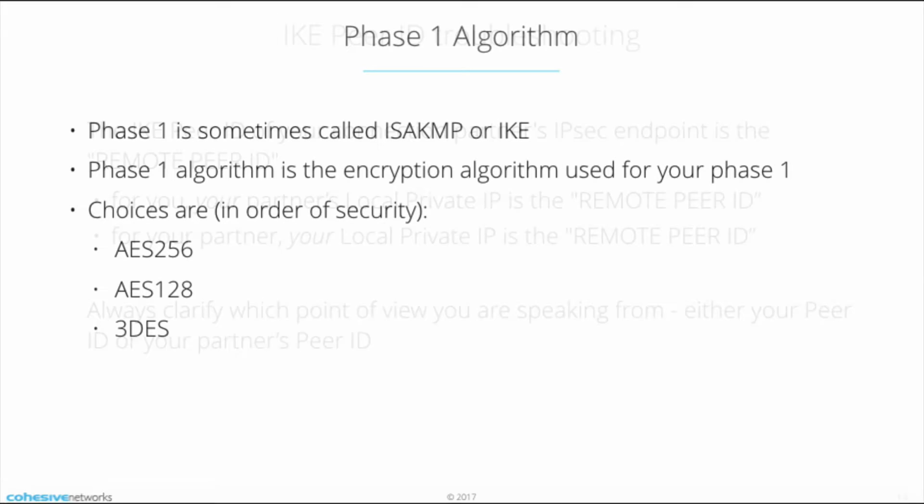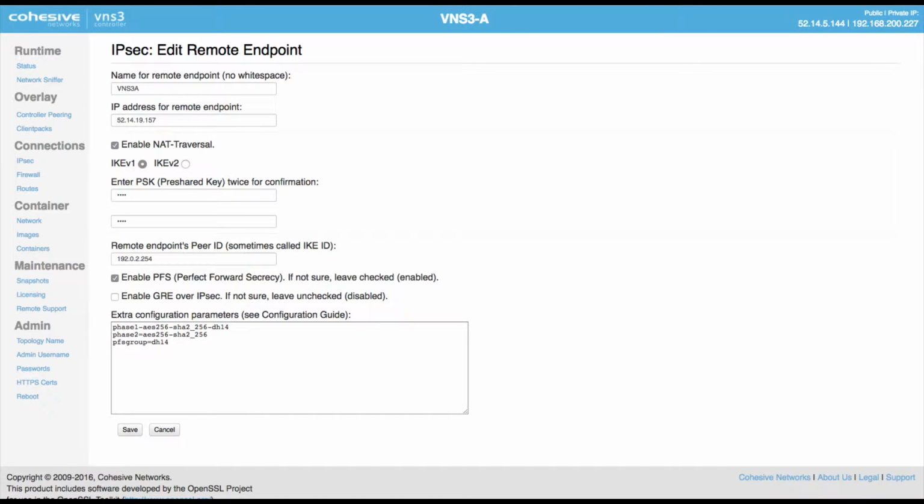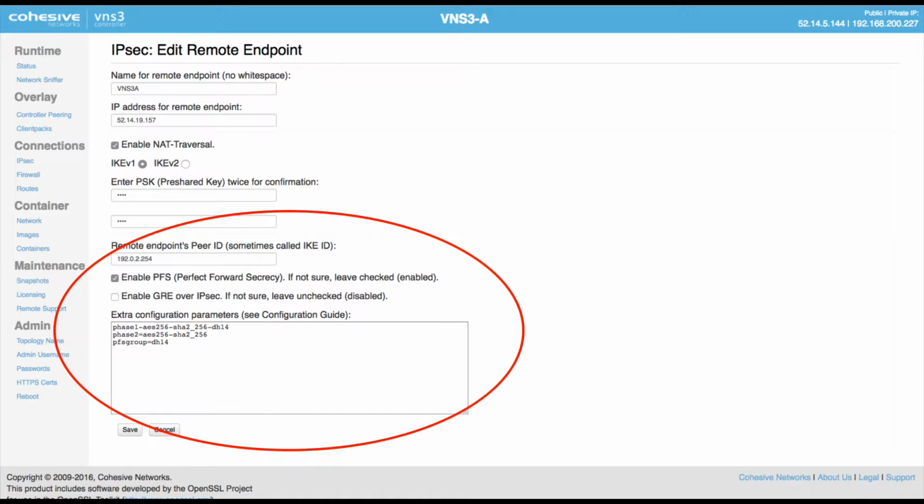Phase 1 algorithm basically is just the encryption algorithm that's going to be used in the Phase 1 communication. Sometimes people will call it ISAKMP, sometimes they call it IKE. There are very limited choices: AES 256, AES 128, and 3DES. And this comes out in the extra parameters box where you'll specify Phase 1 equals.